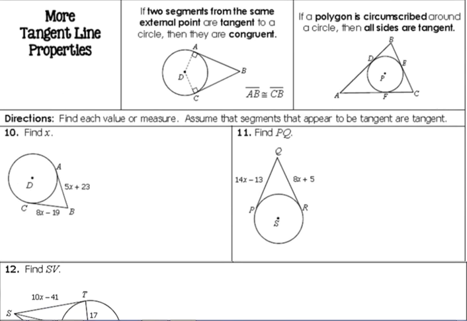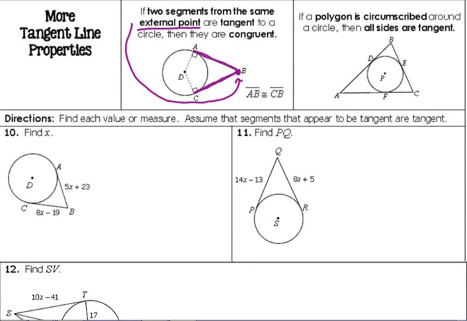It says if two segments from the same external point, so in that diagram, B is that external point. Okay, B is the external point, a point external. That means you're outside the circle. Two segments. We've got two segments coming from that point. We've got BC and we have BA. They are tangent to the circle.